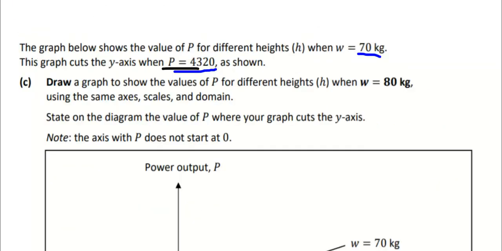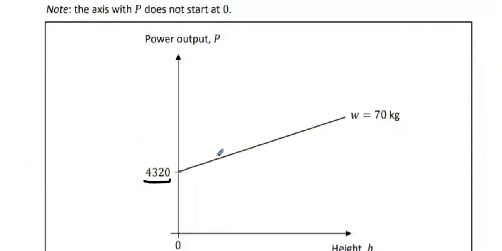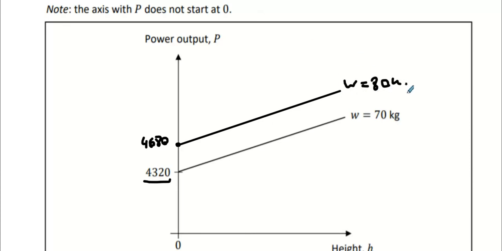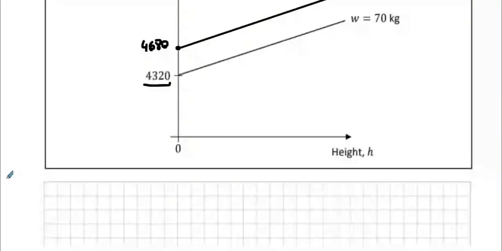We don't really know the scale here, but I can just say this is 4680. You can do it anywhere on this graph because it doesn't have any scale once it's above the old value, and just make it parallel. Once you're parallel, you're sorted. And you can just say weight equals 80 kilograms. Okay, no bother. Okay, let's move on.